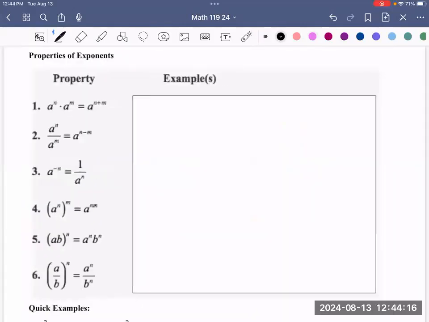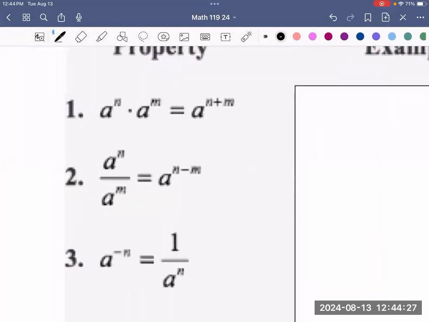Okay, so now let's look at these properties all at once because we have seen a lot. So it's kind of a nice overview as to what we have done before. Now, this first one is called the product property. There we go.